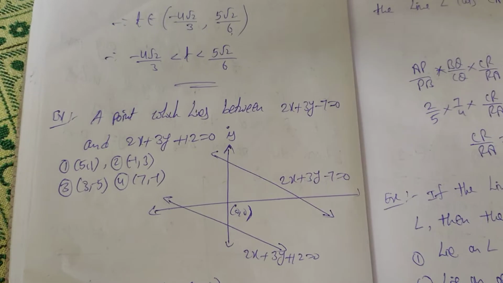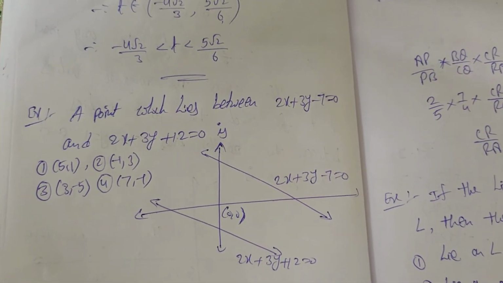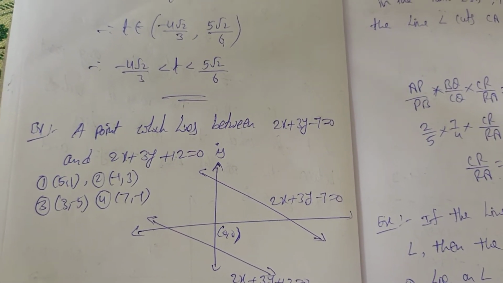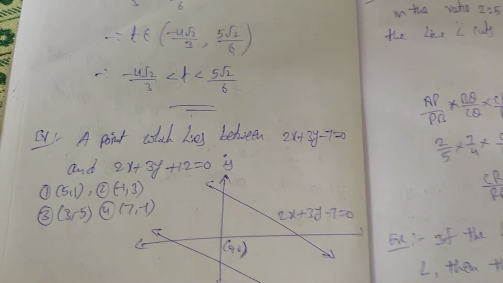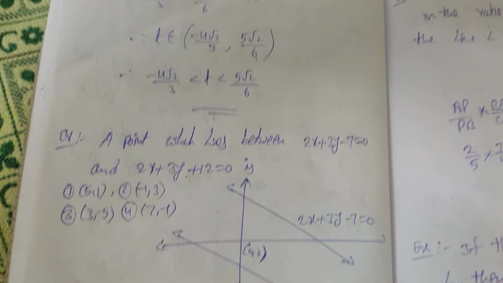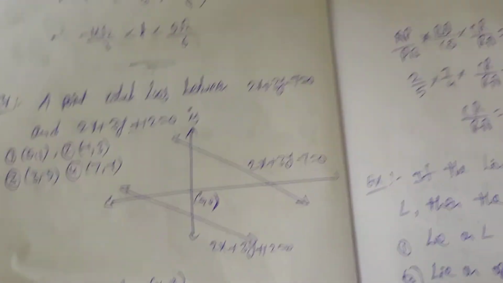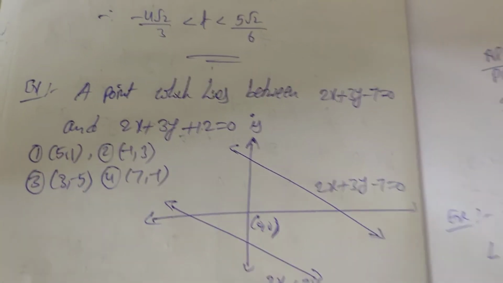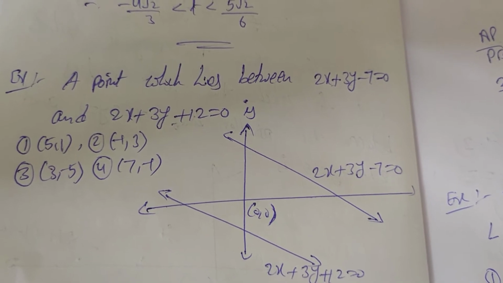So the next question is: a point which lies between 2x plus 3y minus 7 equal to 0 and 2x plus 3y plus 12 equal to 0 is. So he didn't give any point between these two line equations, but these two line equations are nothing but parallel lines, because the x term and y terms are the same but the constants are different. Okay, so we don't know that point, but we can understand it if you plot these two lines on the coordinate axes.